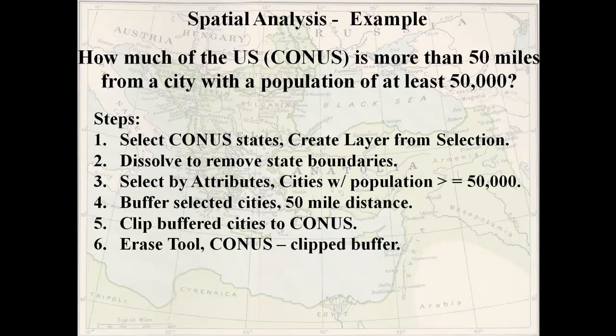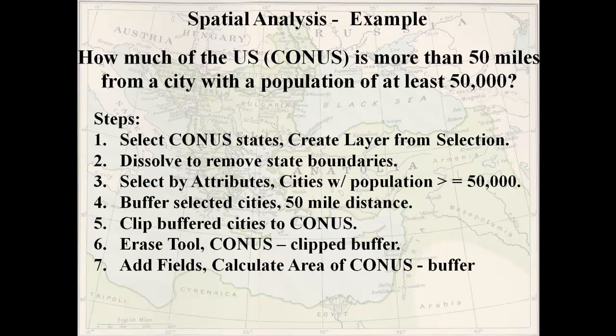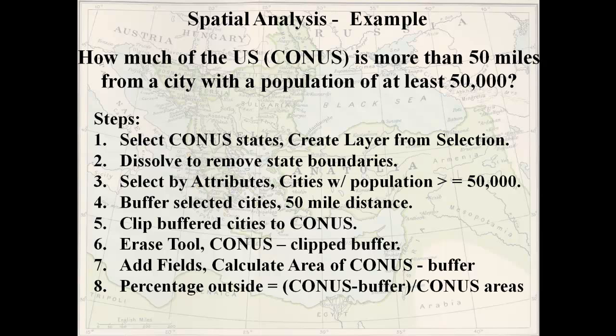So we'll have fields that we can add for areas, but basically what we want to do is just calculate the area of our single CONUS polygon, calculate the area of the thing that we got in step 6, the CONUS minus the clipped buffer, and that's going to allow us to calculate a percentage by taking the CONUS area minus that buffered area and divide it by the CONUS area. Okay, we're going to come up with 64%.